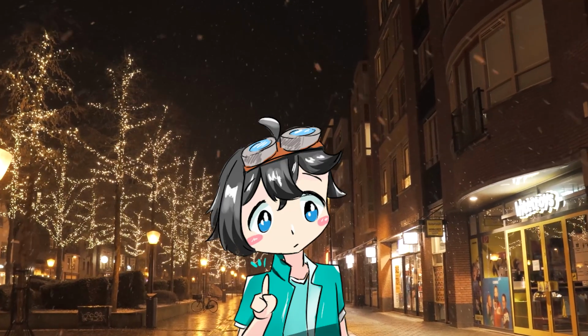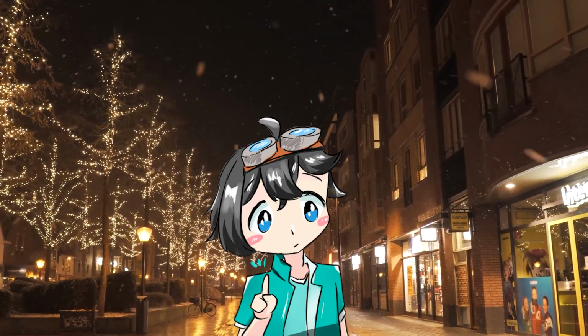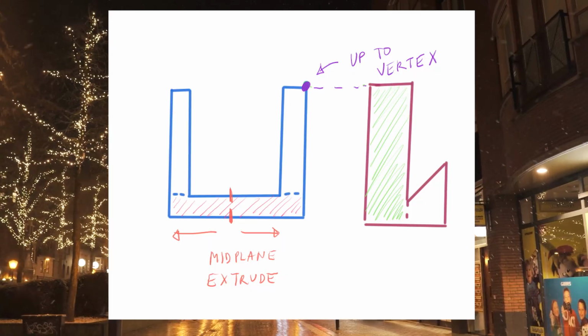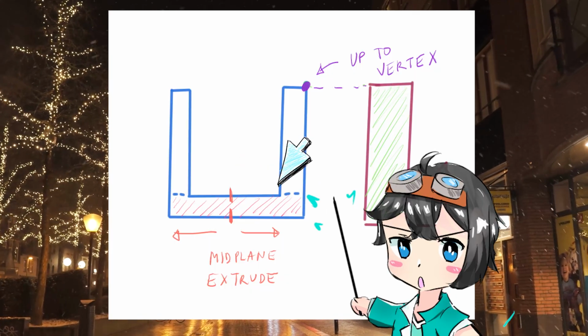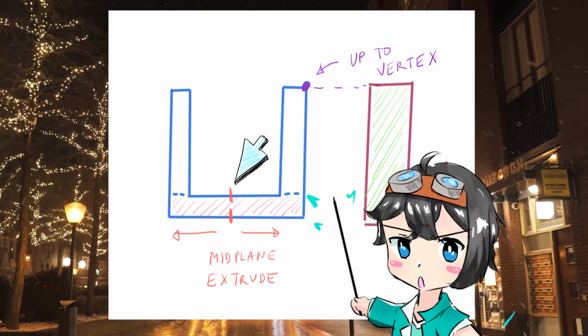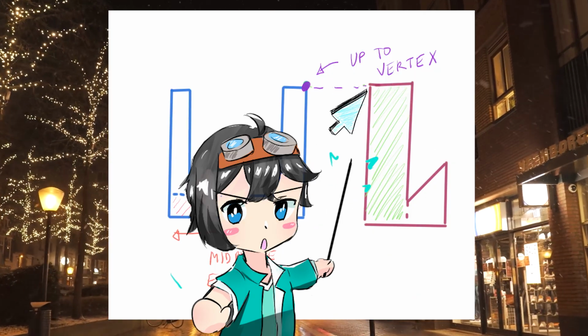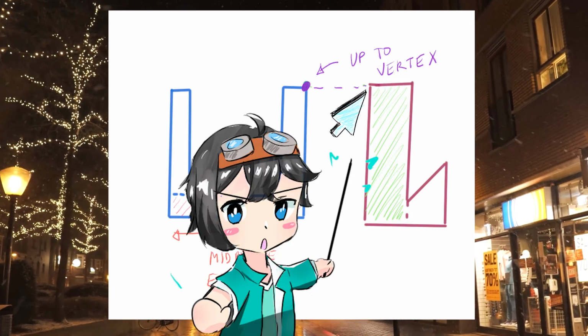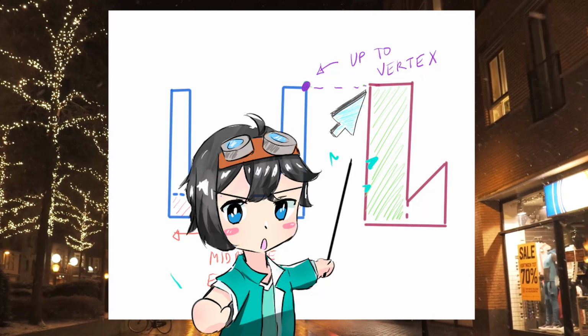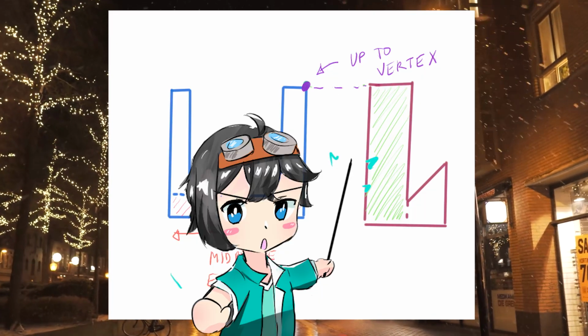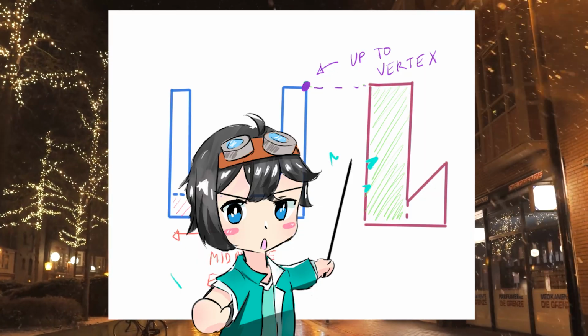There are instances where other options in the direction menu are more appropriate. For example, midplane extrudes equally on both sides of the sketch plane, while options such as up to surface or up to vertex allow the extrusion to extend until it reaches a selected reference.